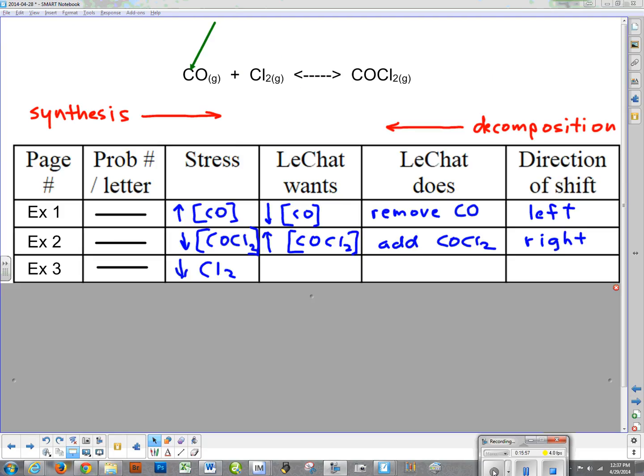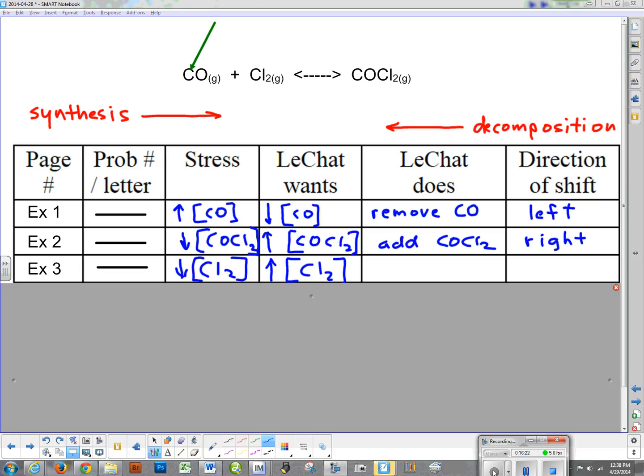Now in this shift, we have a situation where we're reducing the Cl2. So let's take us from equilibrium, which we're going to establish on the next page in just a minute. And what we need to do in the meantime is say what Le Chatelier wants to do, which is increase the Cl2.